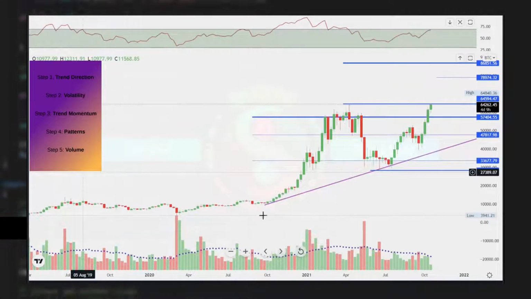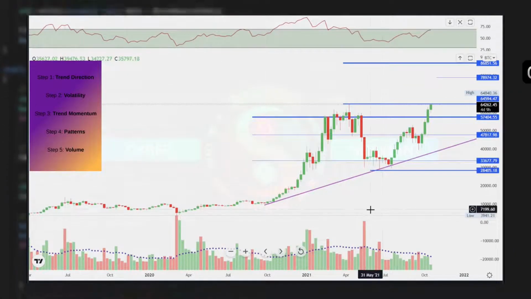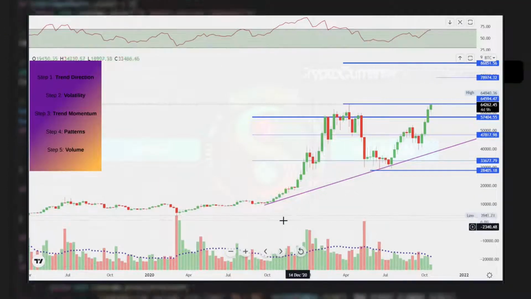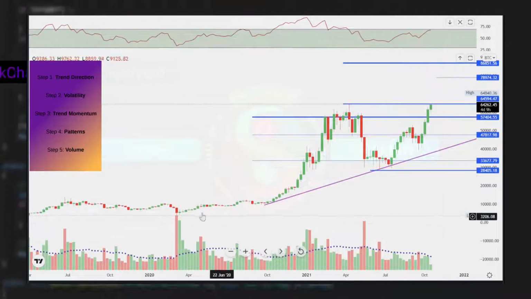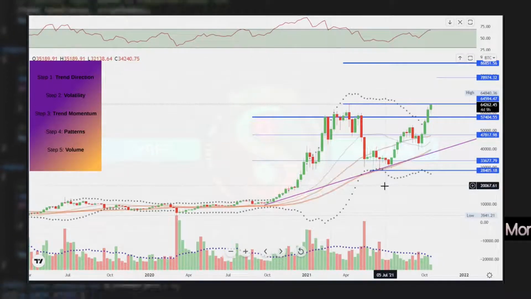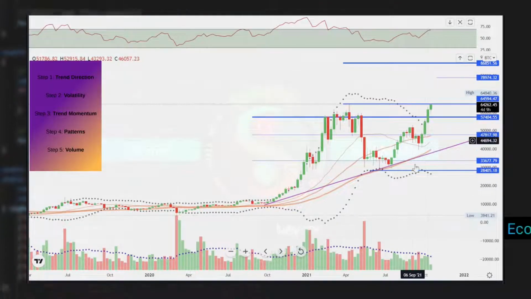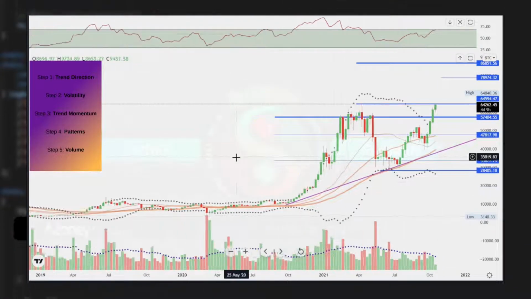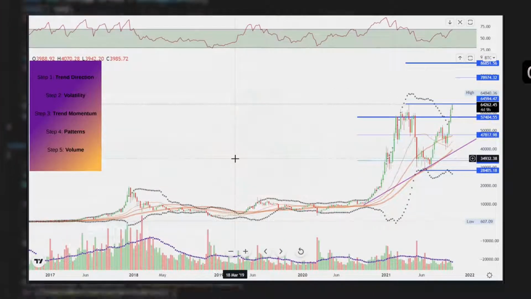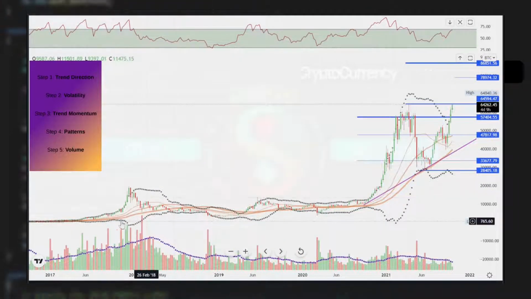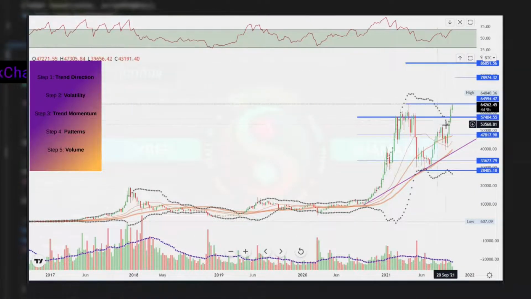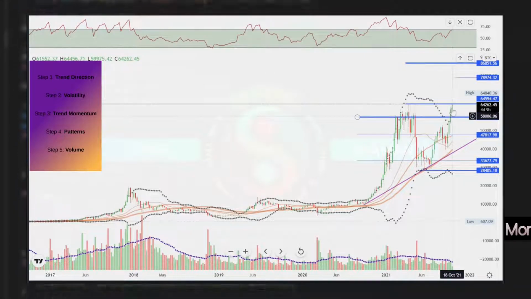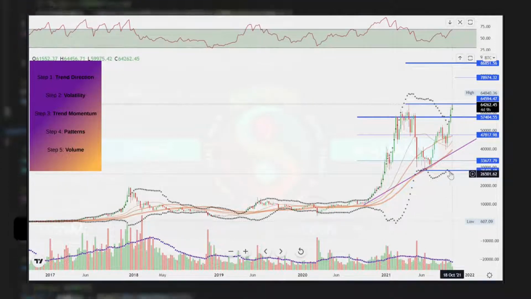Now let's analyze the weekly time frame with the same approach. Step 1 is trend direction, and the upward trend direction has the same structure here. And price is higher than all moving averages. Step 2 is volatility. Checking the Bollinger Bands, after periods of expansion and contraction, it was expanding, then contracting, but right now it's expanding again. So it is not too reliable, but the overall situation is good.